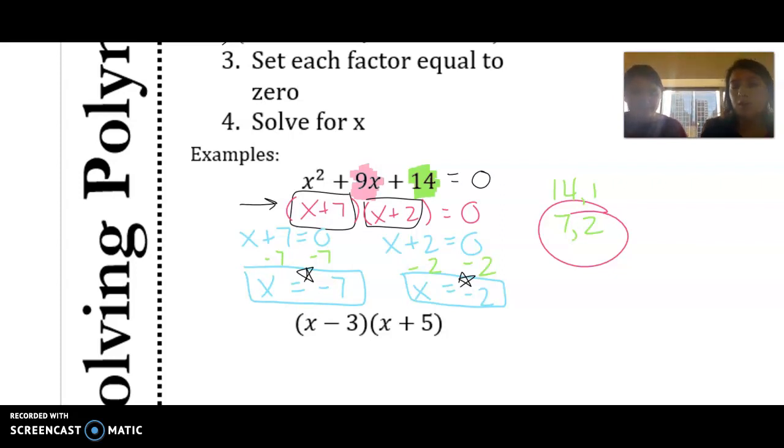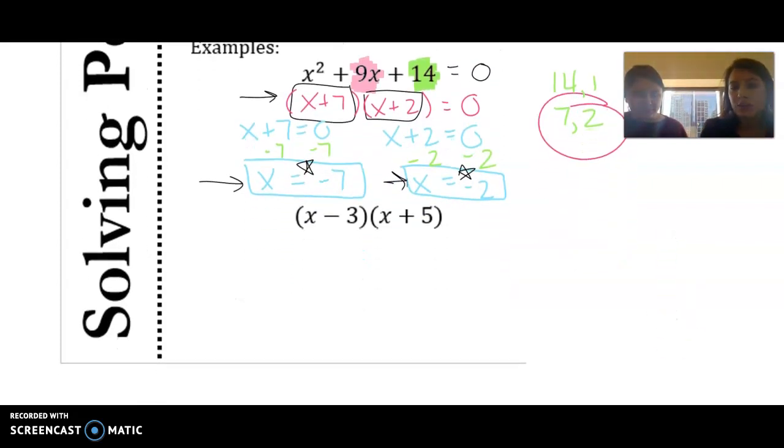Awesome. Okay, so let's go ahead and try to do our next one. Oh, sorry, guys. Also, this would be our answer right here, just the whole x equals -7 and x equals -2. That's your answer. Okay? So let's go ahead and move on to the next one.